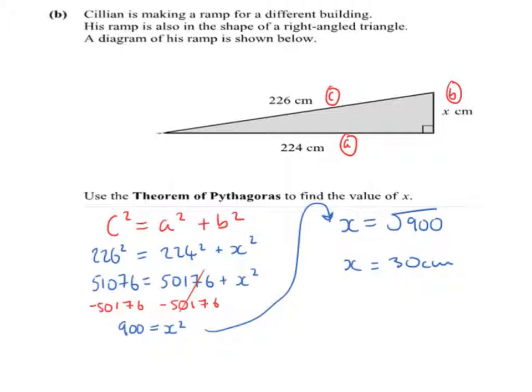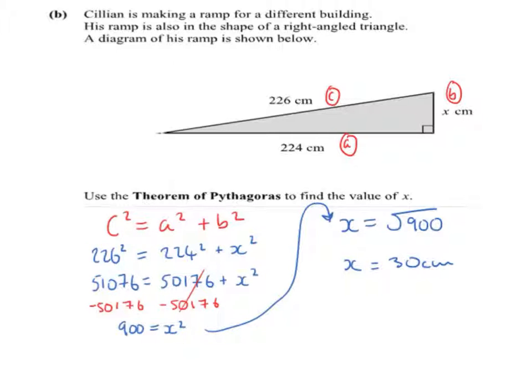So what we have to do is we start off by labelling our triangle. And we always label the longest side as C. And the other 2 sides get labelled as A and B. It doesn't matter which way we label the other 2 sides. This can be A and this can be B, or this can be A and this can be B, so long as the longest side is always the C. So I'm going to label 224 as A and X as B.